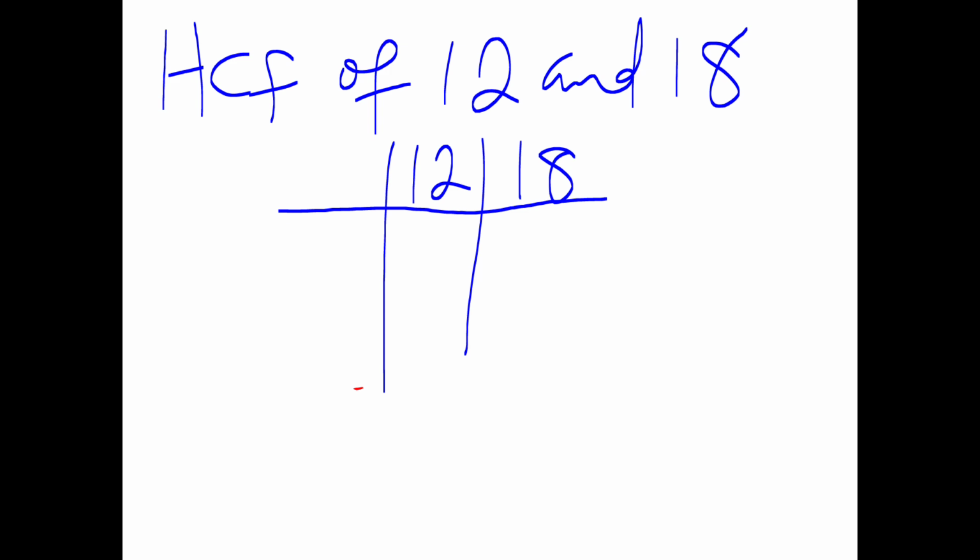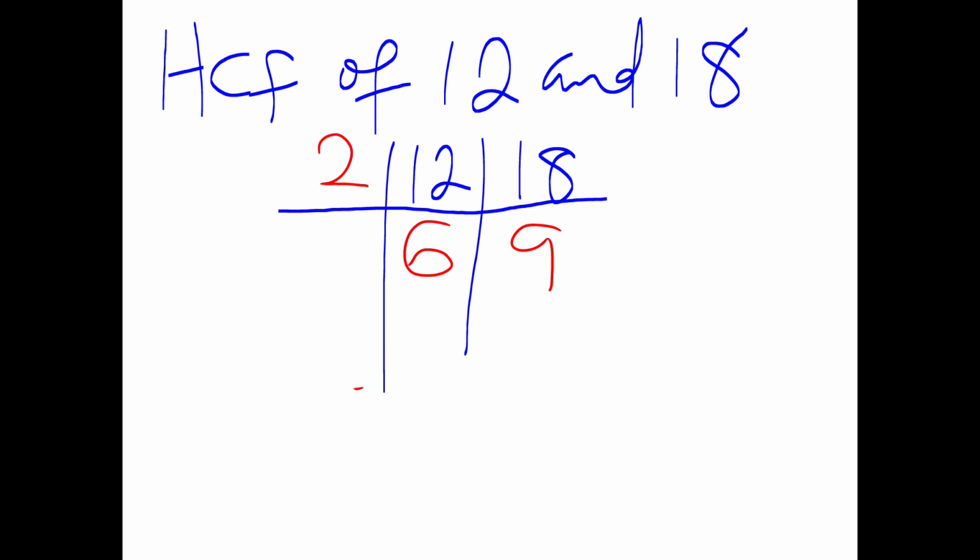When we look at it, we start from 2, right? 2 will divide 12 and it also divides 18, right? Good. So we start with 2. So we say 12 divided by 2 gives us 6. You put your answer beneath the value we are dividing. Do you get that? Good. 18 divided by 2 gives us 9.